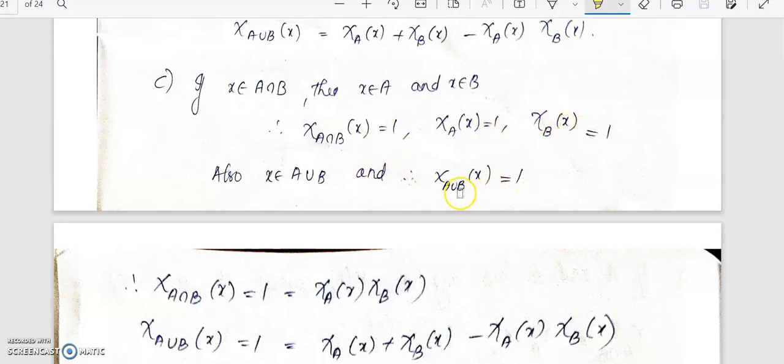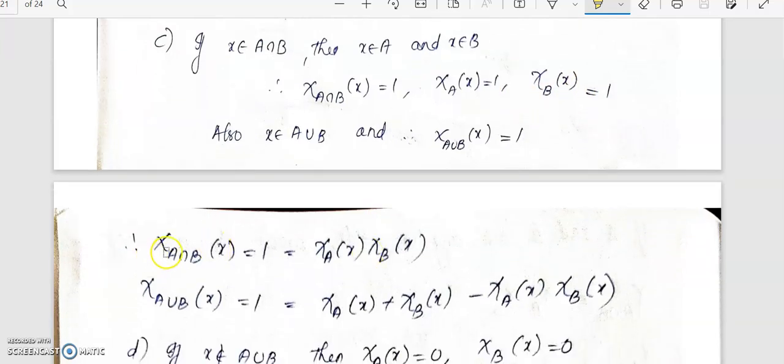So in our equations, these are the values we need. So everything is 1. Now let us verify whether the equation holds or not. Chi of A intersection B will be equal to 1. That will be equal to chi of A into chi of B.